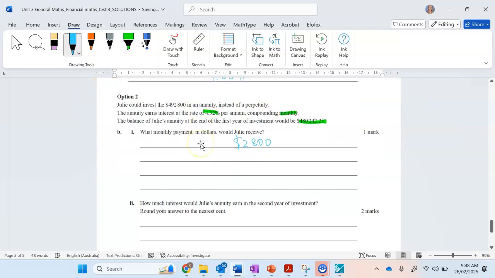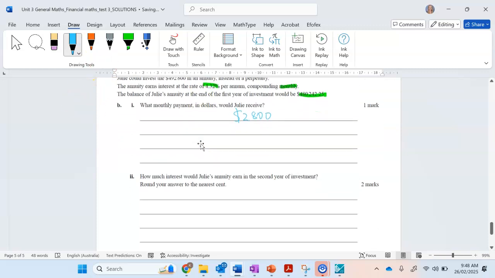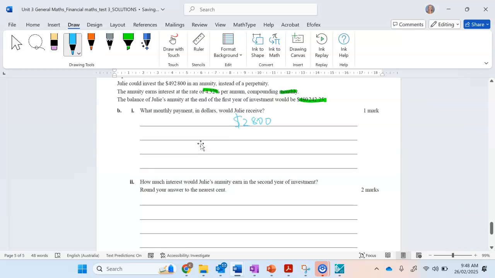All right, how much interest would Julie's annuity earn in the second year of investment? Round your answer to the nearest cent. So we've got how much interest she is earning. It's not the interest rate, it's the amount of interest she receives. And we want it in the second year of the investment. So we're going from year 1 to year 2.